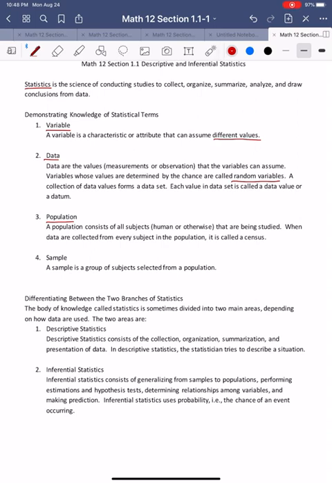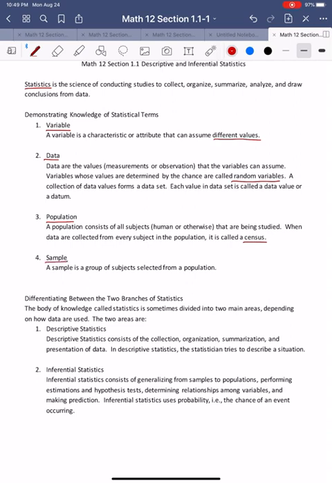A population consists of all subjects, which could be human or otherwise, that are being studied. When data are collected from every subject in the population, it is called a census. But when you are doing the whole population, it takes so much time. That's why we only do it every 10 years, because of the time and money, which is a lot. So instead of the population, we are using samples.